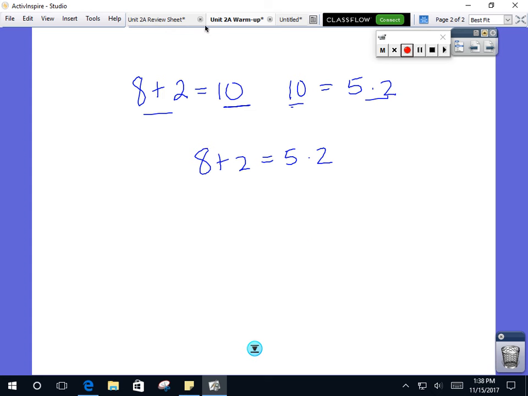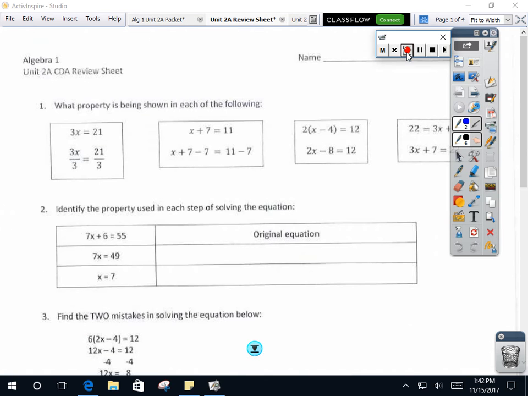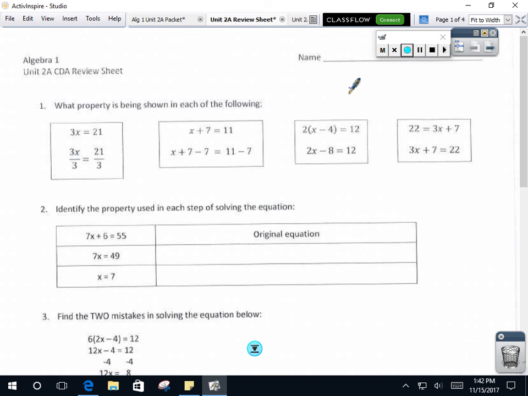Okay, any other questions? None? Okay, I have a question for you. Turn around. Number 1, what property is being shown in each of the following? We have 3x equals 21, and then in the next step, they're dividing both sides by 3. What property is that? POE, property of equality for division.